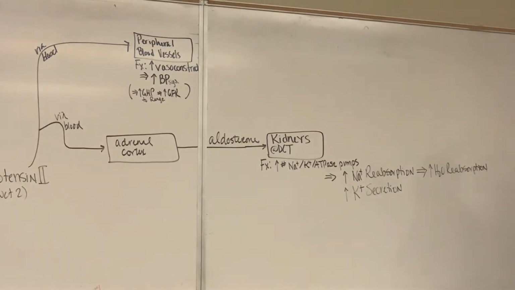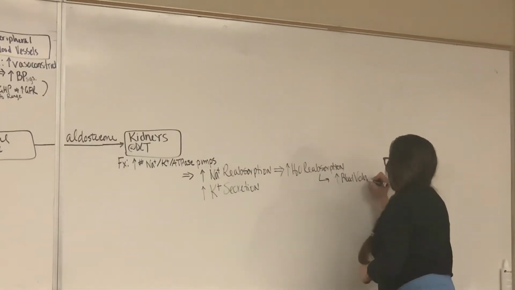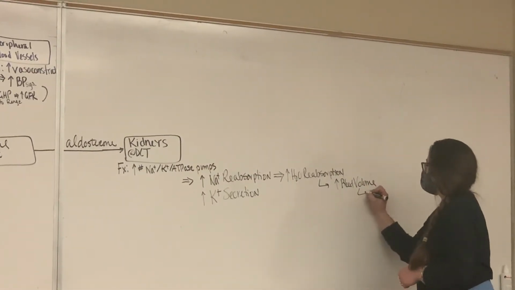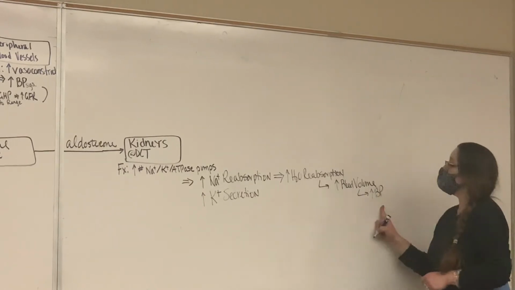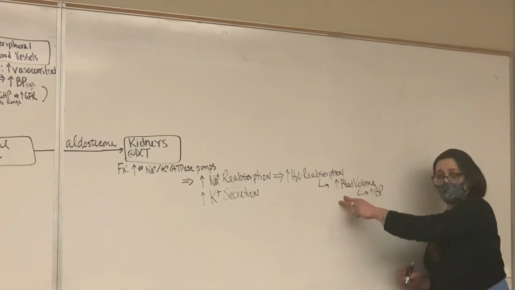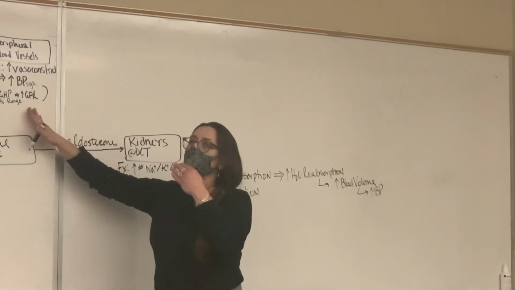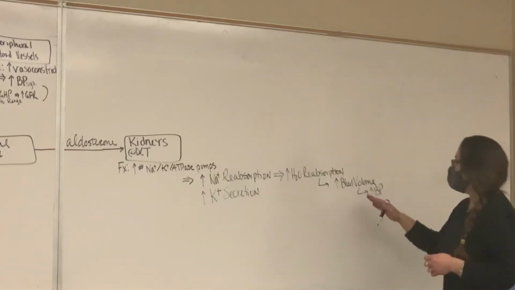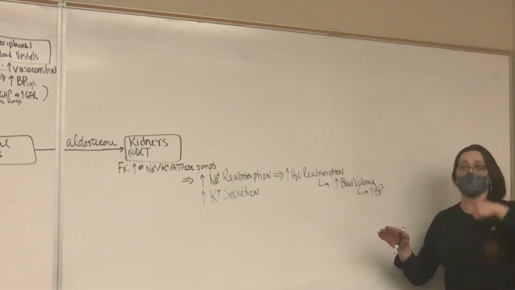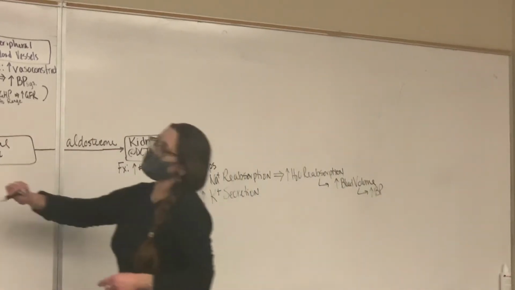As we increase water reabsorption, what does that do to our blood volume? Increases blood volume. As we increase blood volume, what happens to our blood pressure? Increases. So here, we increase blood pressure by increasing blood volume. The first pathway, we didn't do anything with blood volume. We only increased blood pressure. This pathway increases blood volume to get the blood pressure to go up. And again, we've just negated our stimulus.